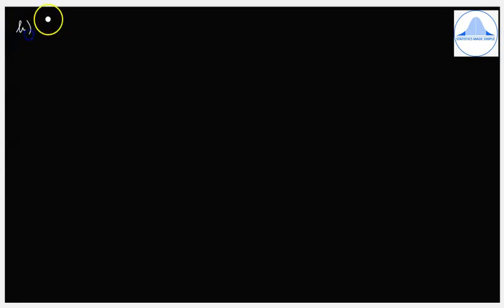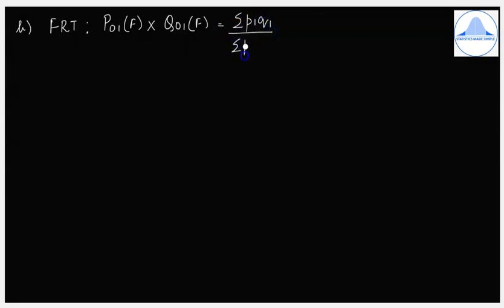Now second subdivision, let us do the factor reversal test. So for the factor reversal test, that is FRT, we have to prove that P01 of f, that is Fisher's price index number, into the Fisher's quantity index number, that is Q01 of f, is equal to summation P1 Q1 divided by summation P0 Q0. Now even this is important and it will carry 1 mark.